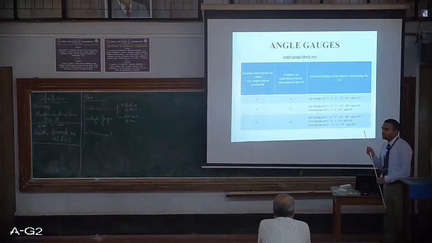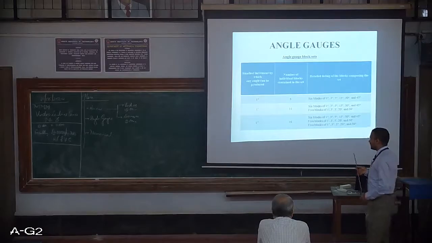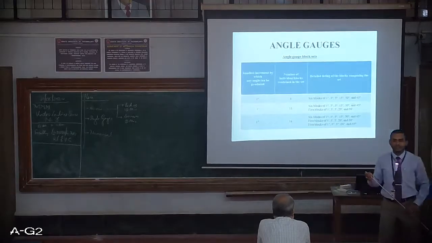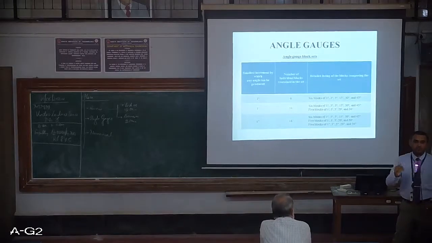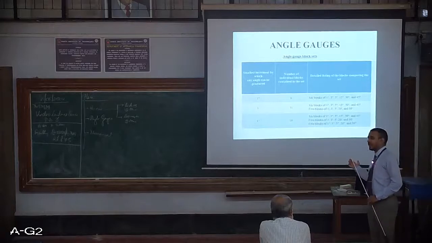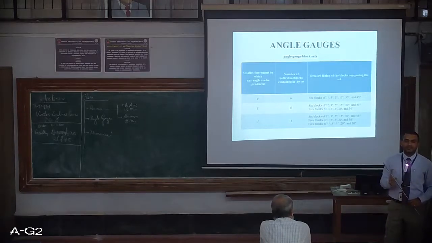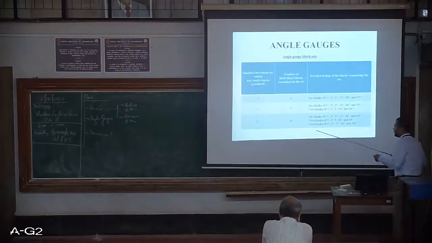Okay, so now you might have a doubt how it is possible to set any given angle. So it has roughly around 3,50,000 possible combinations. In case of slip gauges, we are just adding one after the other. In the case of angle gauges, we can add as well as subtract some of the angles.